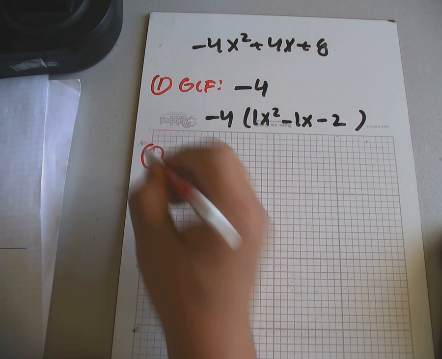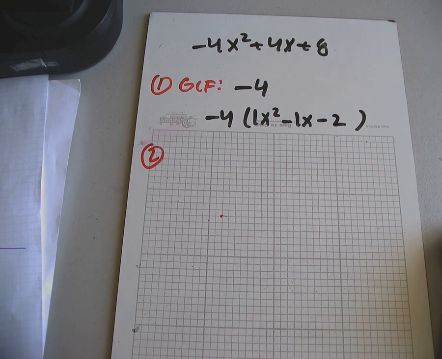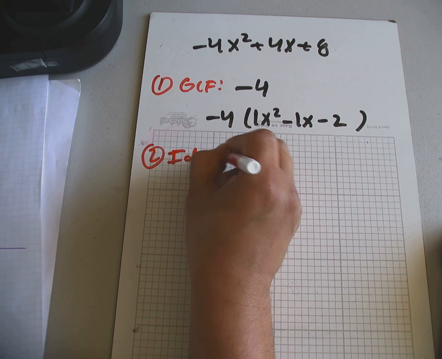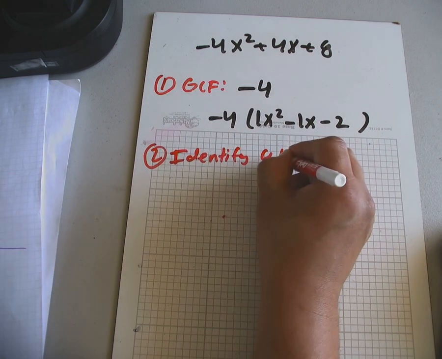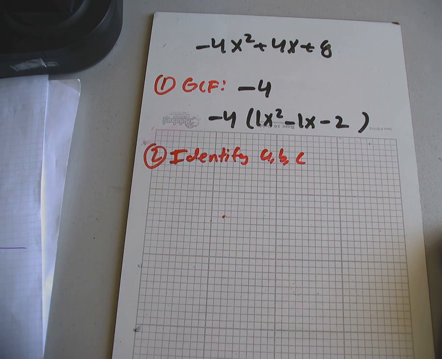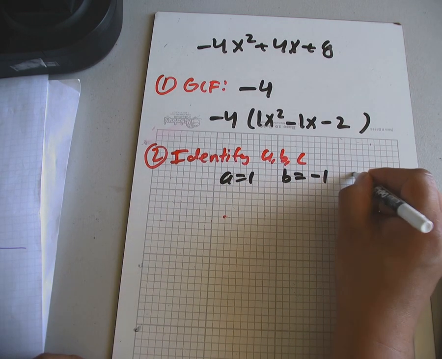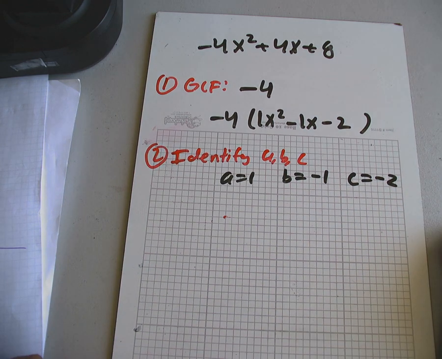My step number 2 will be to find ABC. So identify A, B, and C. In this case, my A is going to be 1, my B is -1, and my C equals -2, right? That's my A, B, and C.